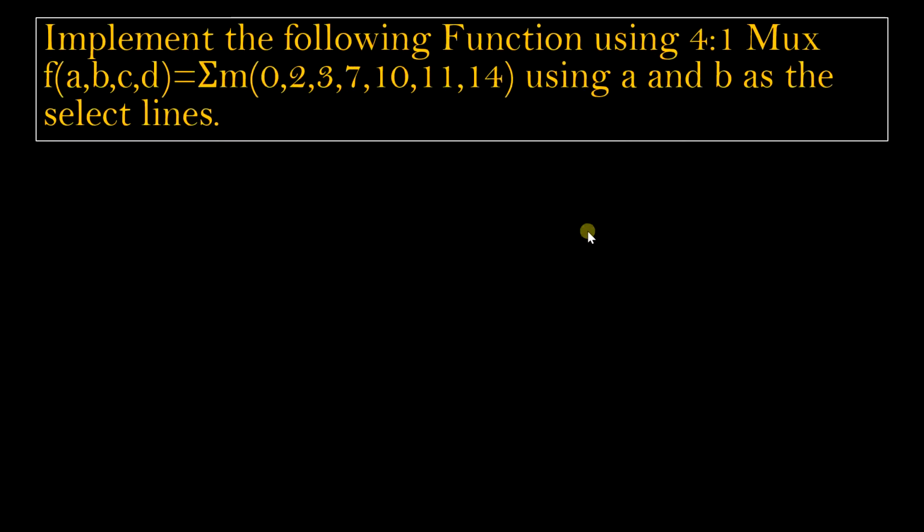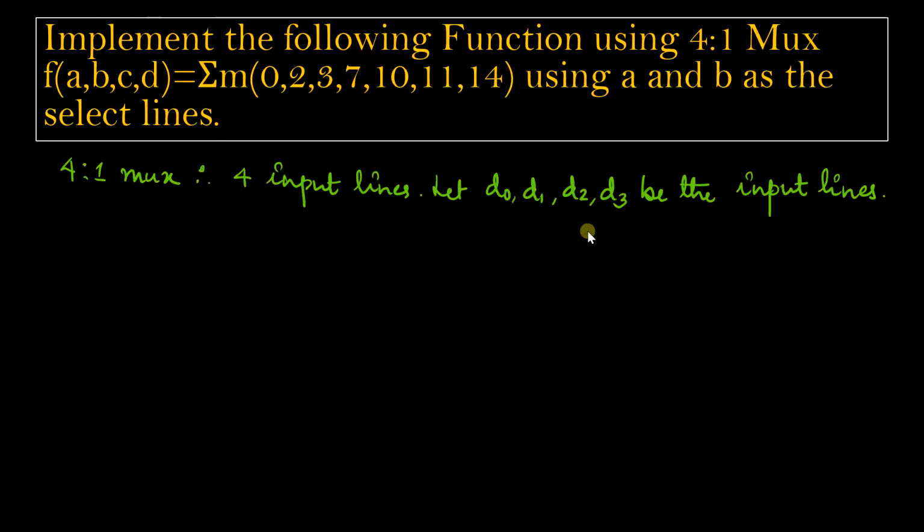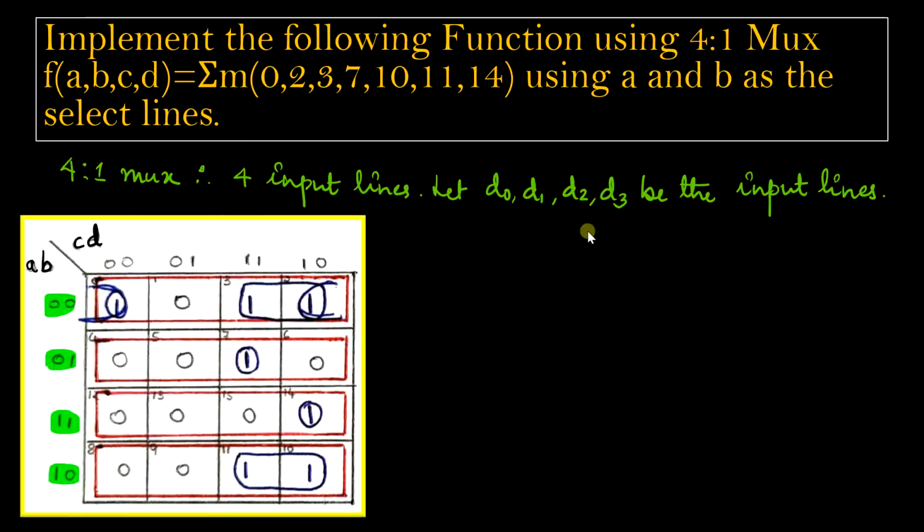Next question, implement the function using a 4:1 mux, and they have mentioned that A and B are the select lines. So with a 4:1 mux, you can have only 2 select lines, but the function has 4 variables at the input side. So what I'm going to consider is D0 to D3 to be the input lines, and I'm considering A and B to be the select lines. A and B are the select lines, and I have grouped it in this particular form, that is horizontally.